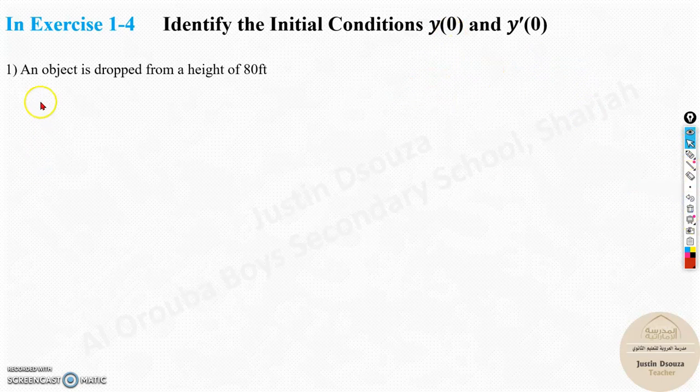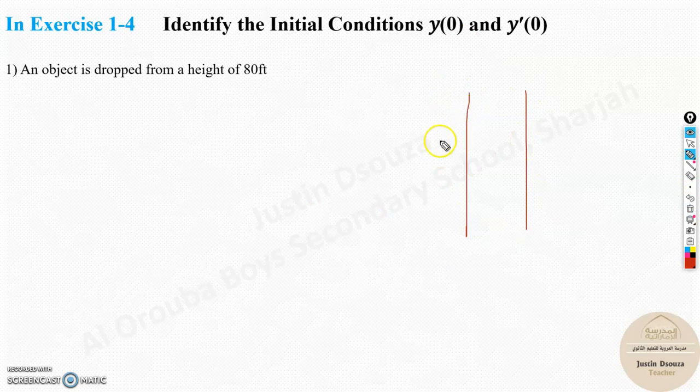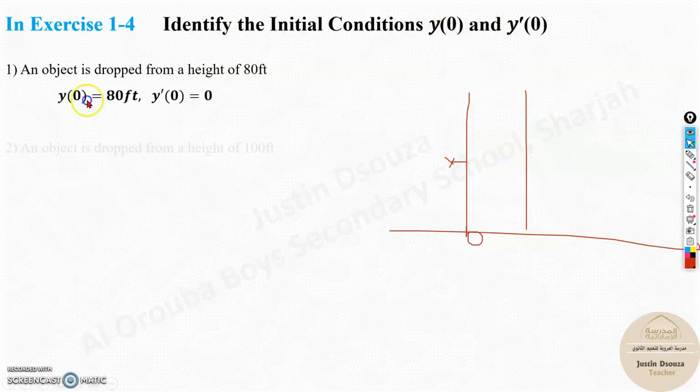Now here let us see, an object is dropped from a height of 80 feet. You can see the 80 feet is where it starts. Imagine this is a building, and somewhere here is 80 feet, and an object is being dropped from here. What is the initial height? With respect to 0, it's at 80 feet, so this will be the initial condition. At time 0, it is already at 80, so y of 0 will be 80.